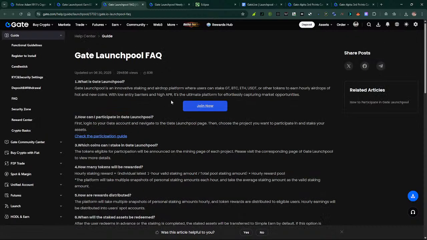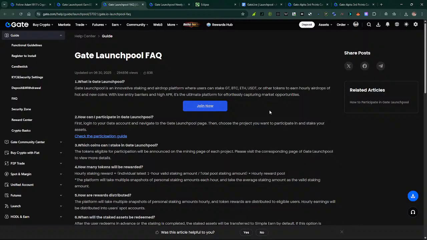Via the platform, users can stake GT, BTC, ETH, USDT, or other tokens to earn hourly airdrops of hot and new coins. Okay, so basically you can stake Gate token, Bitcoin, Ethereum, USDT and other hot coins to earn airdrops of new coins. With the low entry barriers and high APR, it's the ultimate platform for effortlessly capturing market opportunities. Basically, in short, this is a passive income strategy.